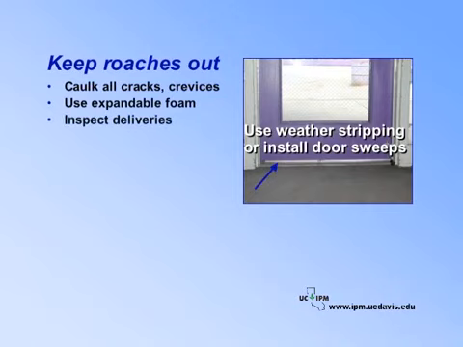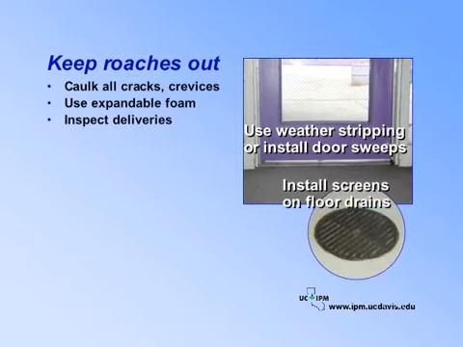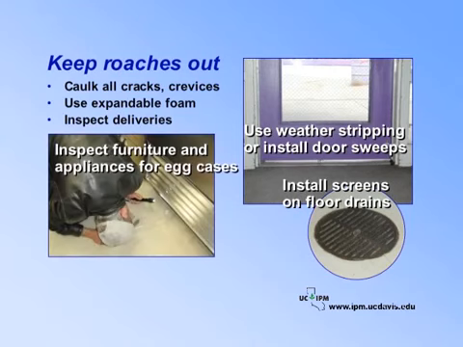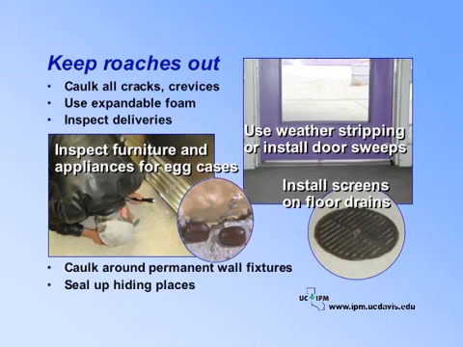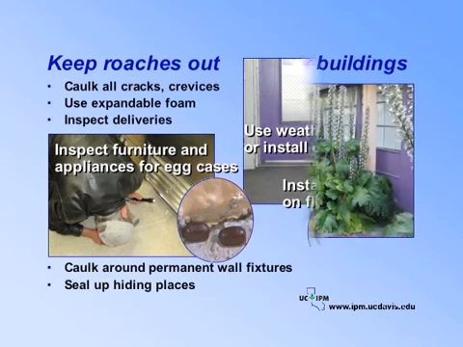Inspect deliveries, especially those that enter food service areas, before putting them in kitchens. Install screens on floor drains. Regularly inspect furniture and appliances for egg cases. Remove and destroy any that are found. Caulk around and behind any permanent wall fixtures, such as mirrors or bulletin boards. Seal up hiding places such as hollow legs in furniture or sub-voids in cabinets.